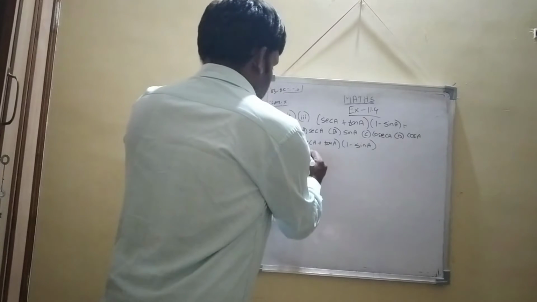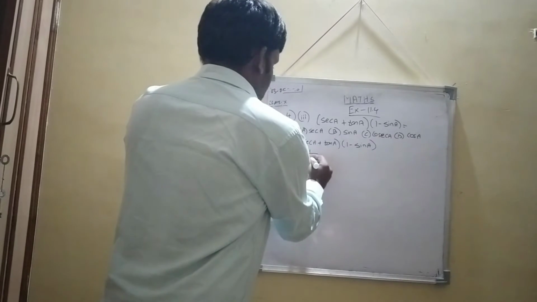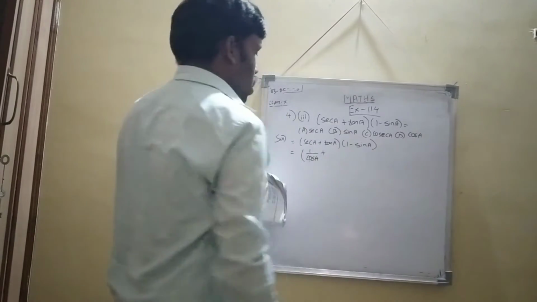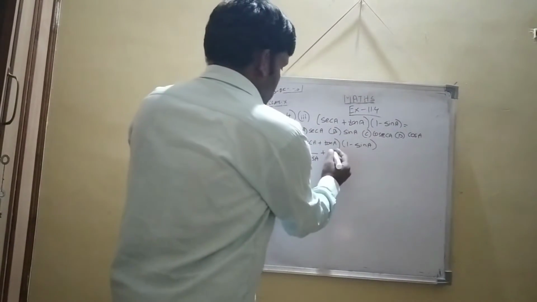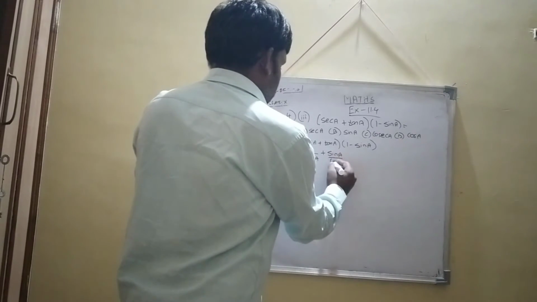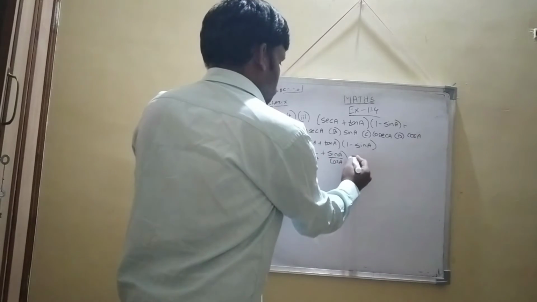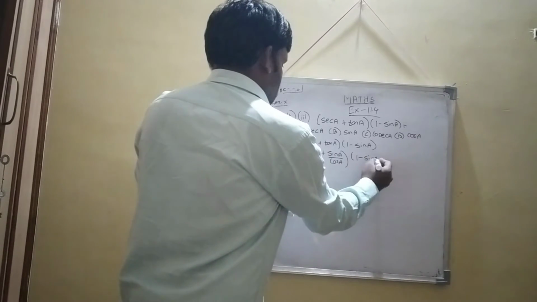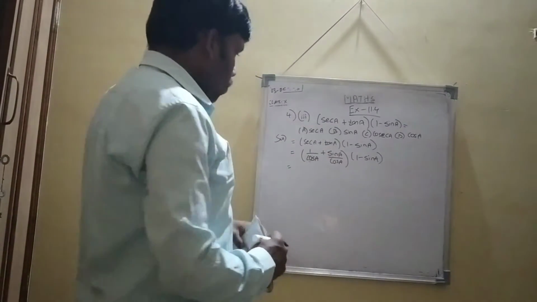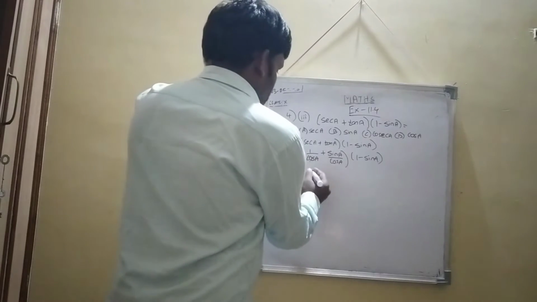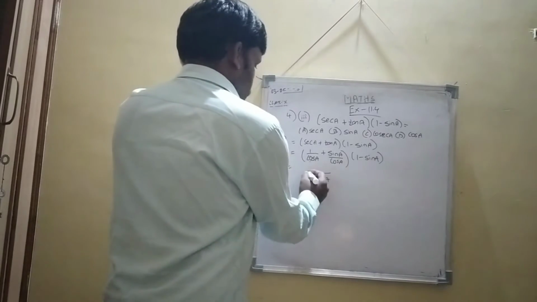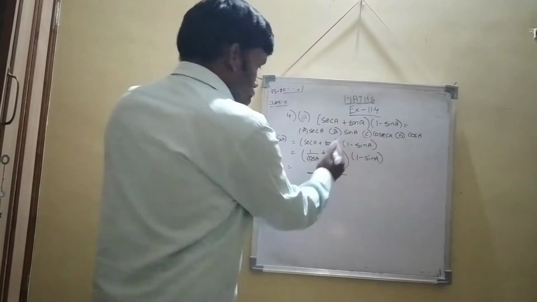But here, secant I can write as 1 by cos A, because they are reciprocals, secant and cos. What is tan? Tan is the ratio of sine A by cos A, into (1 minus sine A) as it is, because it is already sine. Now I can take LCM as cos A. The denominators are the same, so the numerator also will be the same.